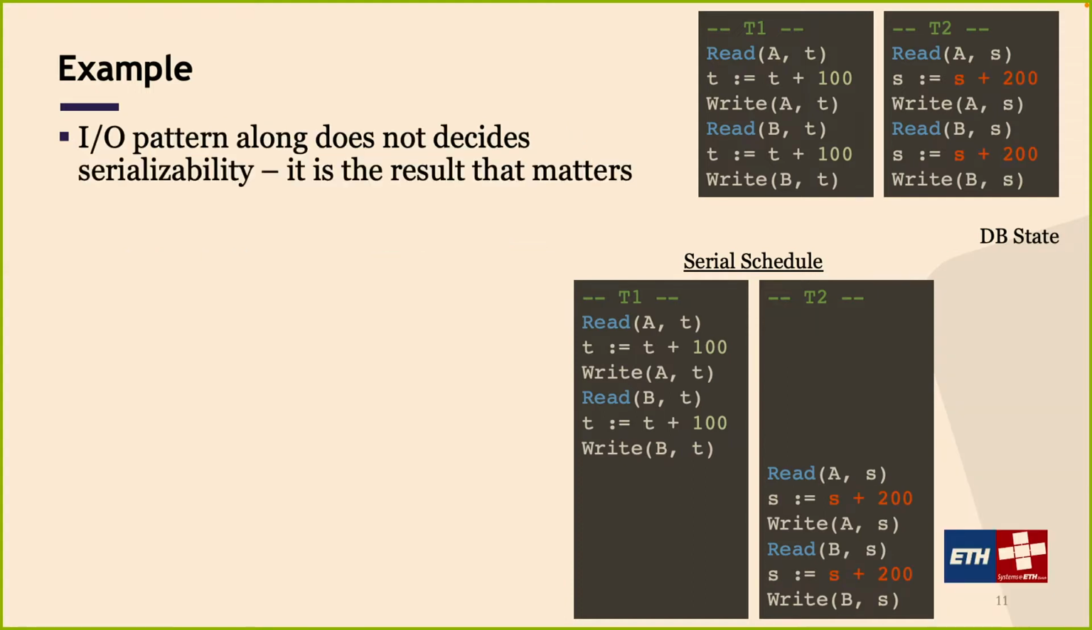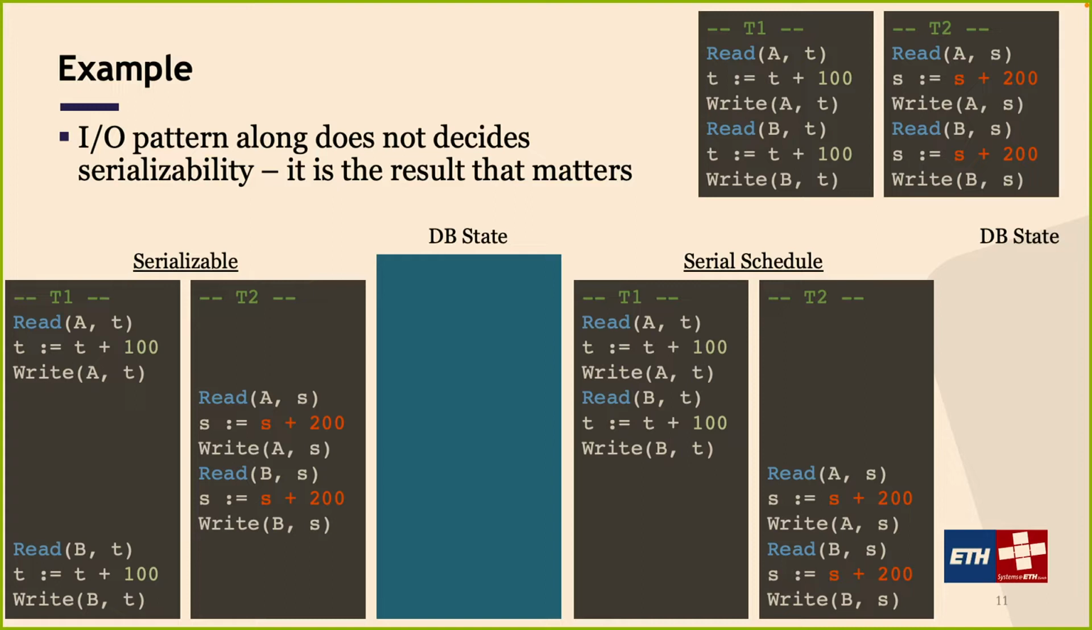It's actually interesting that the I/O pattern itself does not fully decide serializability. You need to look at both the I/O and the computation. So this is one example. In this schedule, I have exactly the same I/O pattern. I read A, write A. My read and write pattern are exactly the same. The only difference is I'm changing the computation in T2. Instead of multiplying by 2, I increase the value by 200, for example.